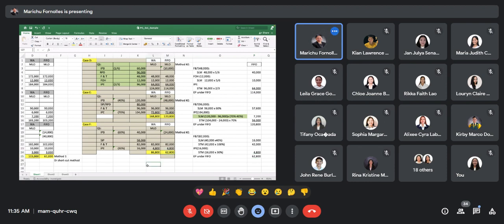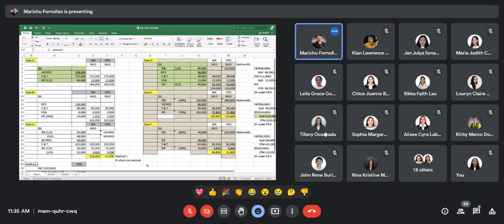Okay, what about case C? Okay, kamunay mo solve for method 2 to get the equivalent EP under first in, first out. Use method 2.